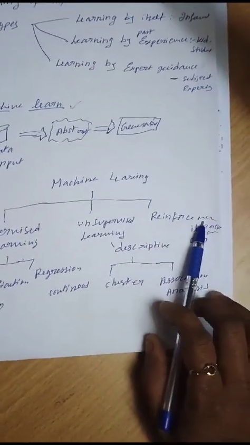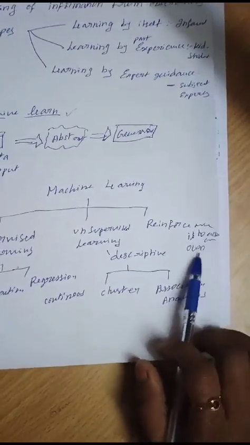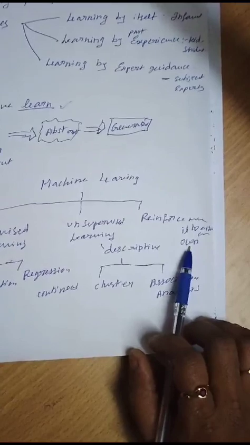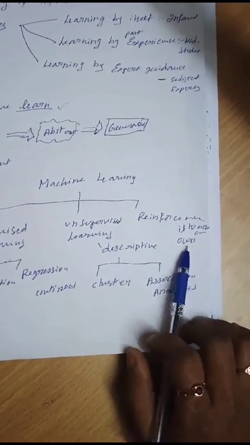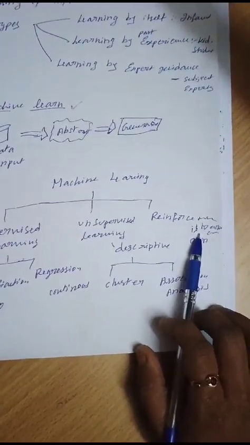Next is reinforcement learning. Reinforcement learning is used to achieve its own goals. The best real-time examples are self-driving cars and automatic robots. These are applications of reinforcement learning.